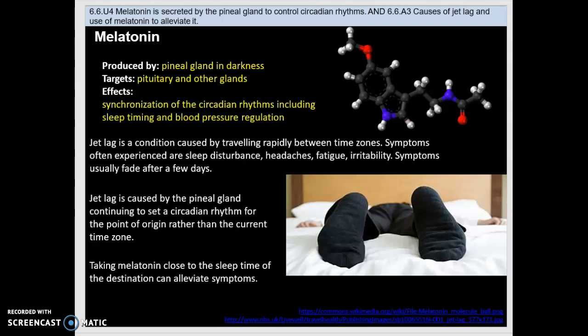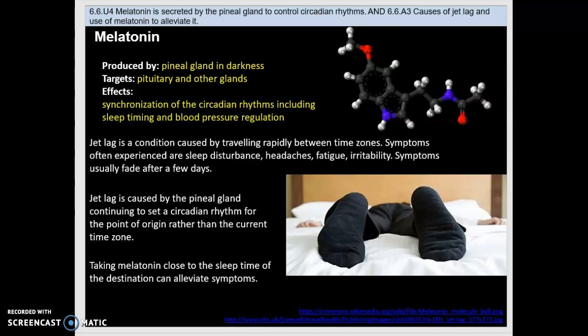Now, if people take the melatonin tablet just around close to sleep time, it should help to alleviate those symptoms and help to reset you. Obviously, planes do this now by looking at the light levels, and they try to get people to eat at the right time, so it's all feeding into your circadian rhythm.